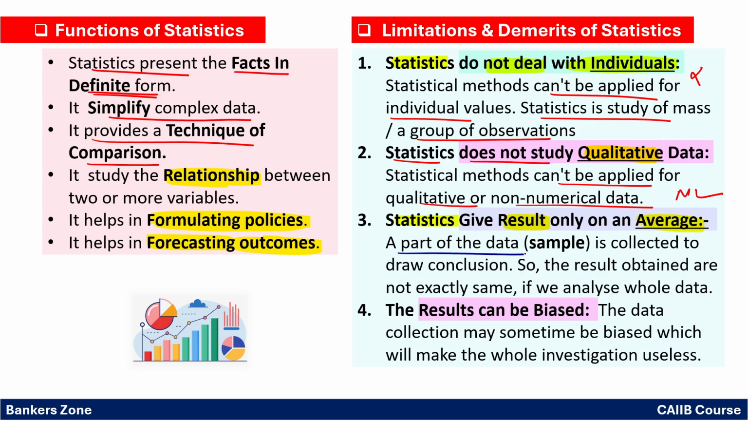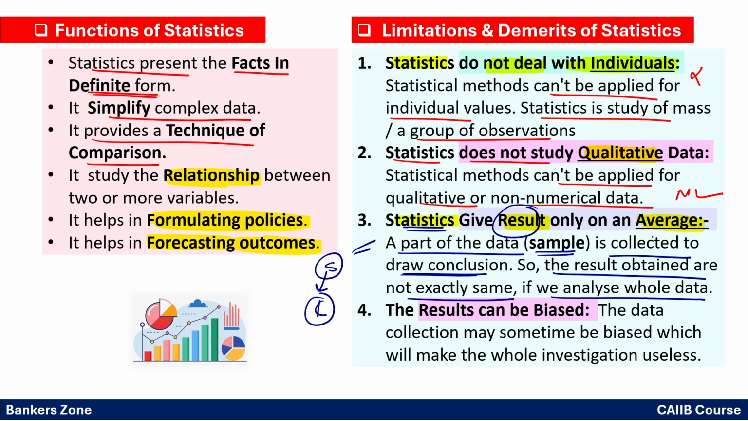So see, a part of data means what? Simply the sample is collected to draw the conclusion, right? So the result obtained is not exactly the same as if we analyze the whole data, because in statistics we take the sample and from that sample we draw the conclusion. So if we select the sample wrongly, the result is biased. The data collection may sometimes be biased, which will make the whole investigation useless, right? So these are the limitations and demerits of statistics.